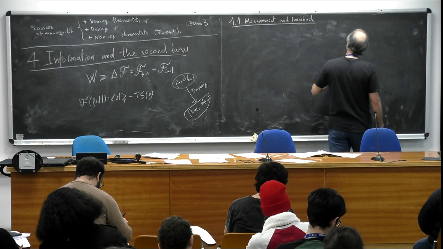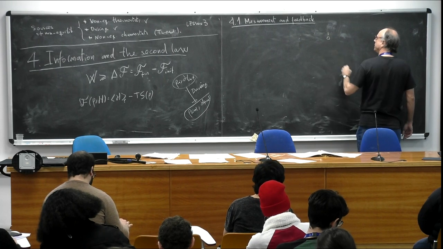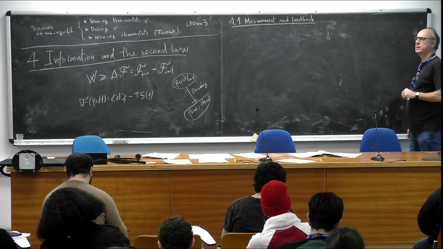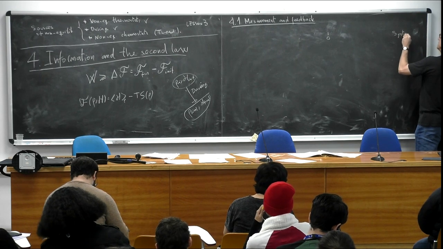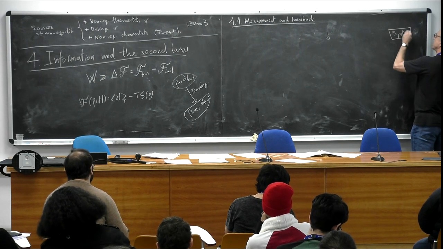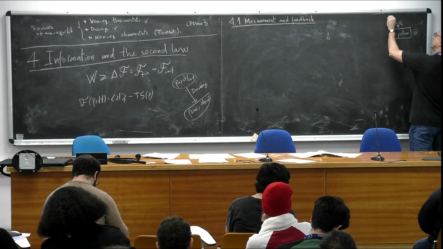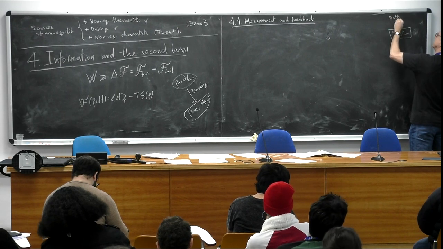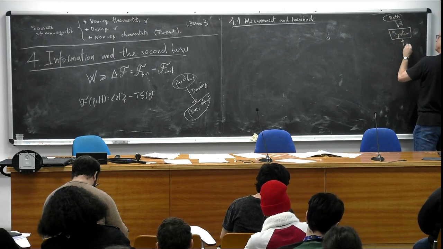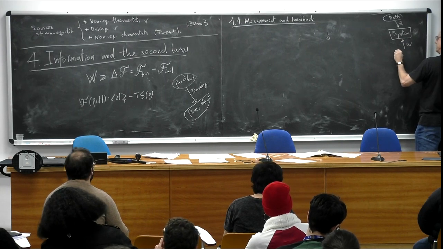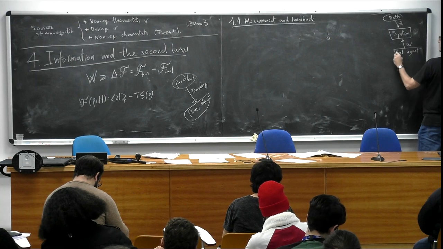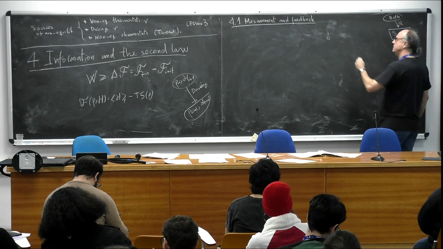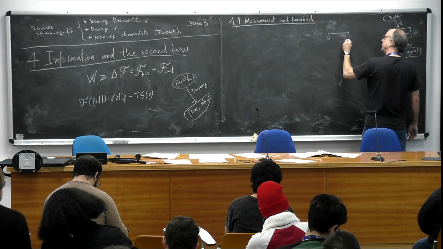So I have a system with an initial condition. I will assume that the system is in contact with a thermal bath, like in the case of the Stirling engine, essentially. So I have a bath, and I have an external agent. The paradigmatic example of this is the Stirling engine.